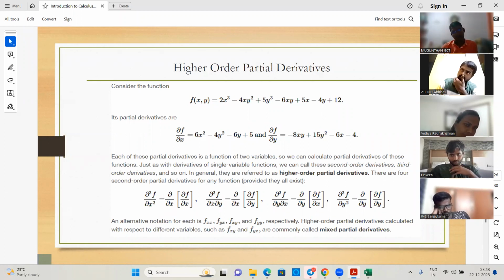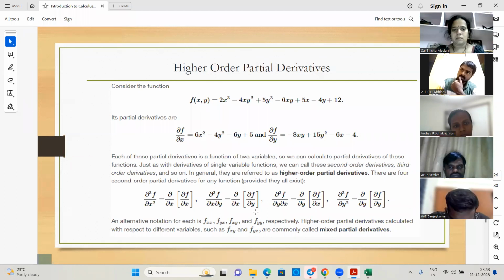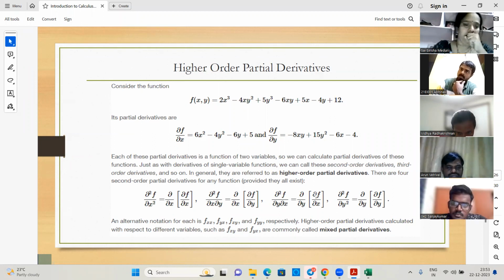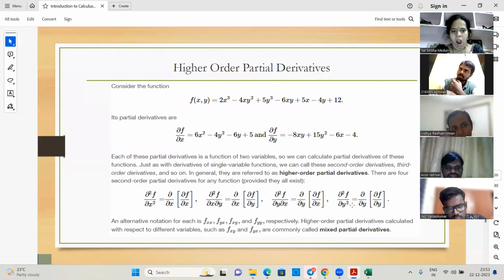This is ∂²f/∂x∂y. What does it mean? It means I first figure out ∂f/∂y and then I do another partial derivative on x. Then this is ∂f/∂x. That's the first step. Then I do a partial derivative on y. And finally, this is ∂²f/∂y², which means I calculate the partial derivative of f with respect to y, and I calculate another partial derivative on top of that with respect to y.